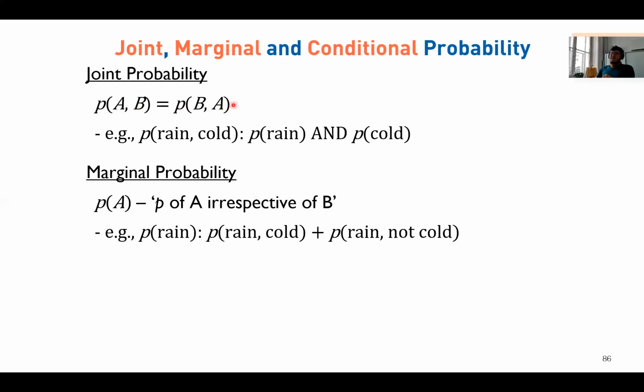Putting that into a concrete example, one event is raining, and another event is being cold. The joint probability of raining and being cold is the probability of raining and at the same time the probability of being cold.